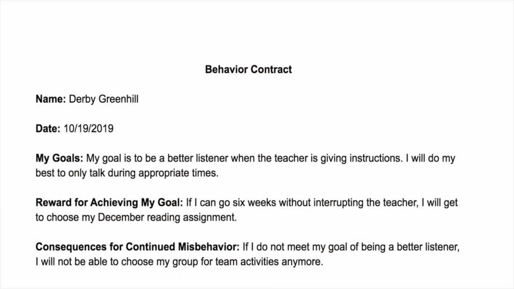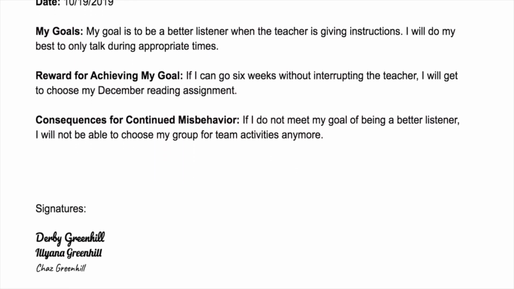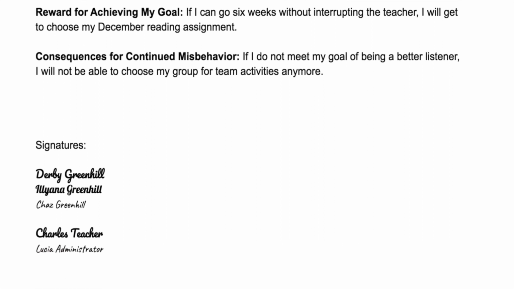Once you discuss the results of your log, you will team up with the student to create a behavior contract. This is a document that specifies the negative behavior that needs improvement and what steps the student will take to change that behavior. The success of a behavior contract depends on the rapport you have built with your student and how much ownership your student takes of the actions that need improvement.